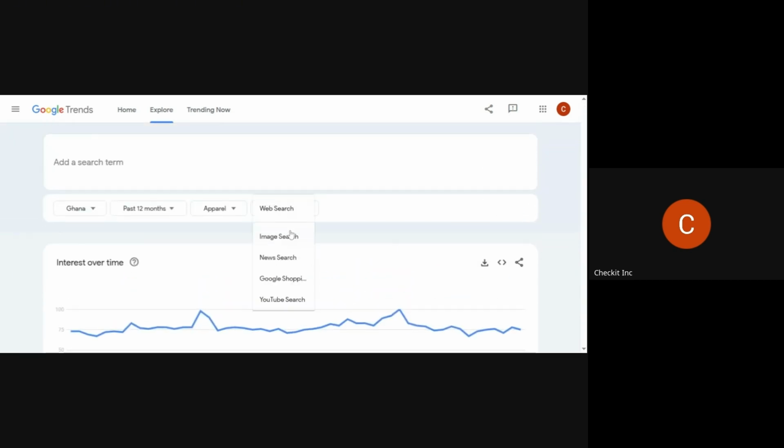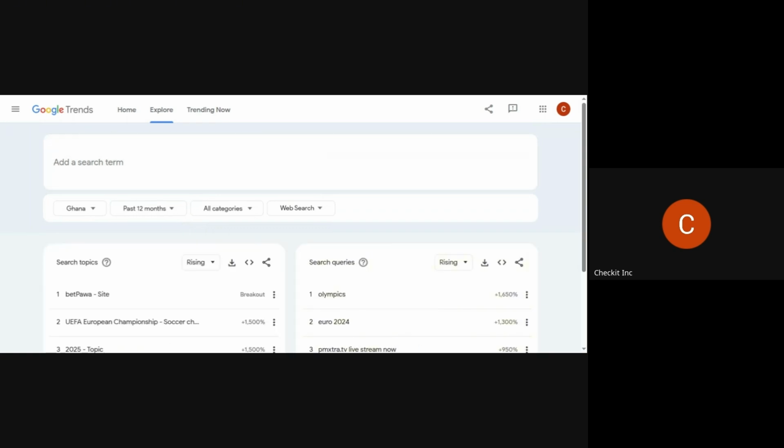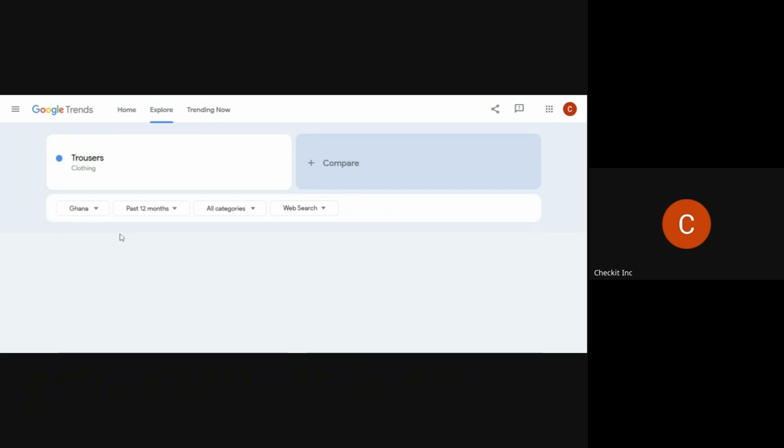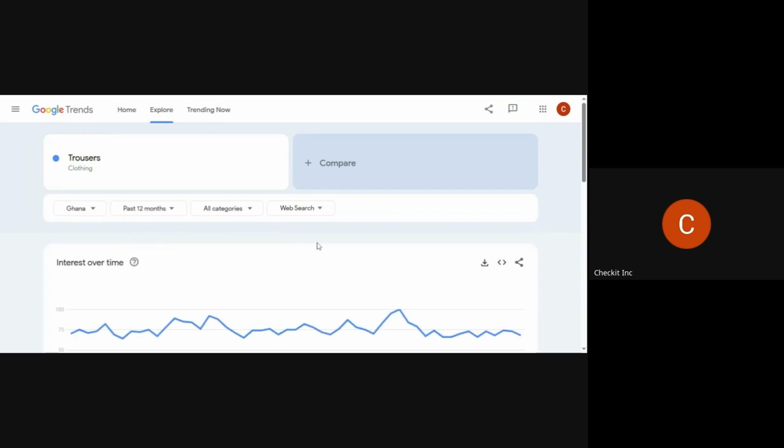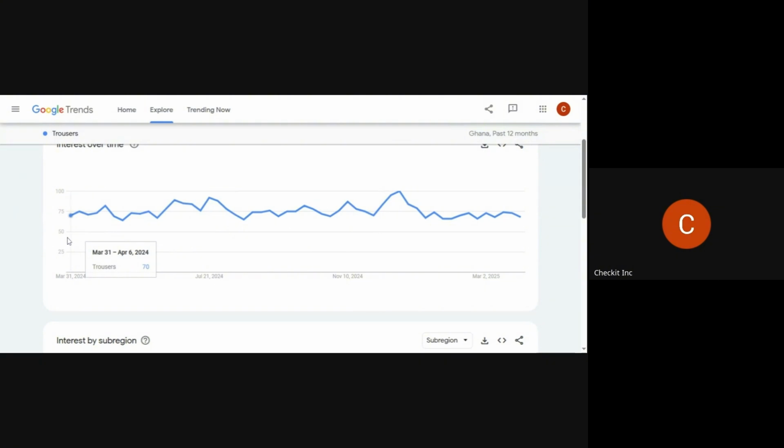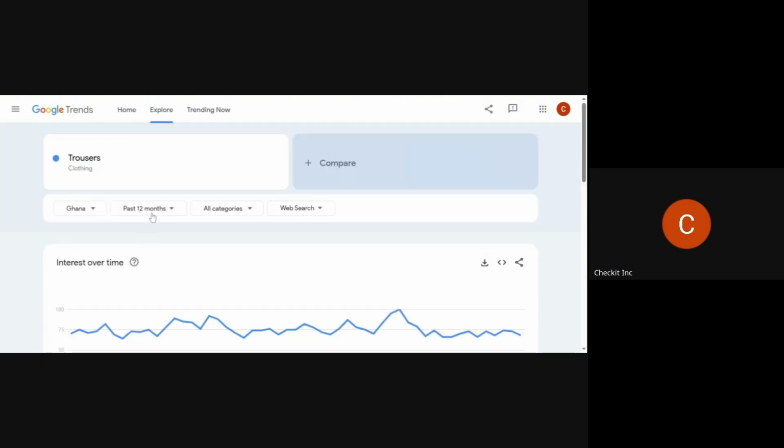You could click here to search: image search, news search, Google shopping, YouTube search. Are people checking this particular product on YouTube? Are people shopping for this particular product using Google? Are people searching for pictures of it? All right. I could also decide to put in the word I'm looking for. So let me just type in trousers. All right. And here I can see this is for the past 12 months, for trousers. Okay.